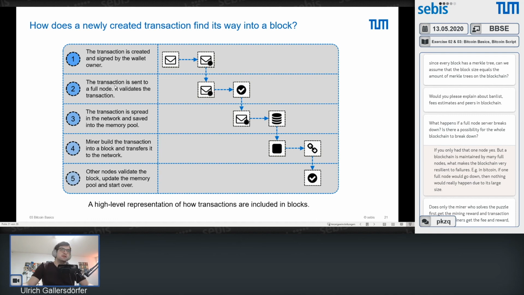And other nodes validate the block, update the memory pool, so they remove the transaction from Alice to Bob from the network and start over. That's it. It's easy as that. Okay, let's continue.